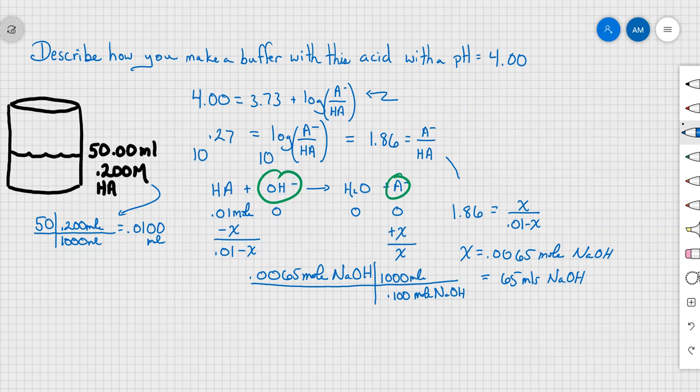Now we'll test that, but it sort of makes sense because at 50 mLs, that would be my perfect buffer. And we already said we need more base than that, so 65 sort of makes sense. What I'm going to do is in the next video show you the test to make sure this all works.